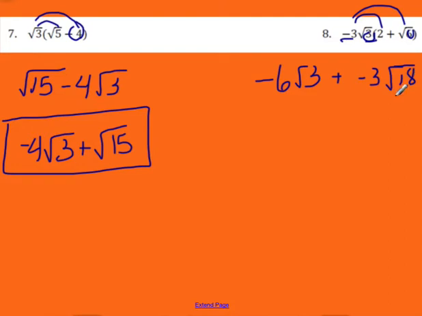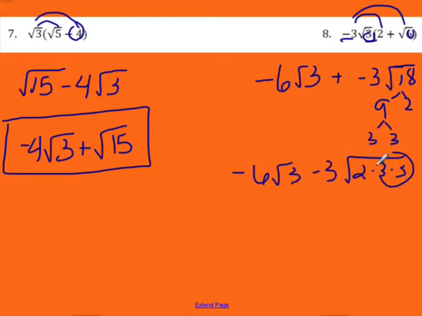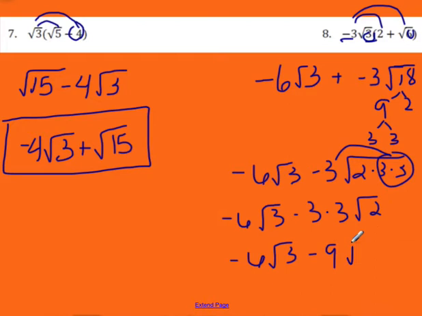So then we can go ahead and split 18. So we have 9 and 2. And then we can split that down to 3 and 3. So we have negative 6 square root of 3 minus 3 times the square root of 2 times 3 times 3. So here I have a pair of 3's that I can take out. Negative 3 times 3, square root of 2. So I'm going to get negative 6 square root of 3 minus 9 square root of 2.